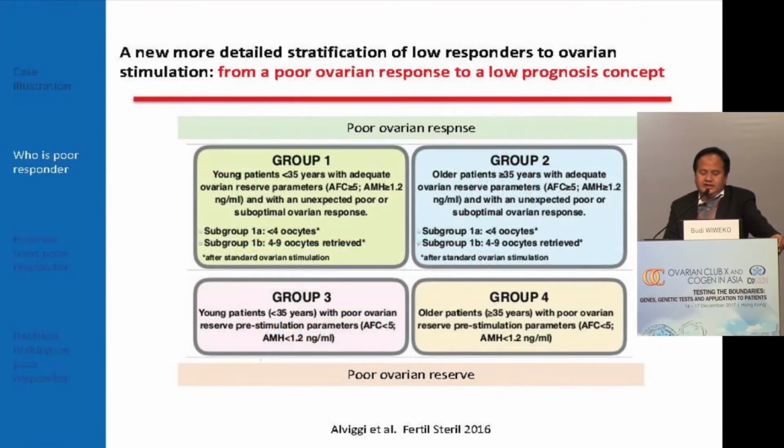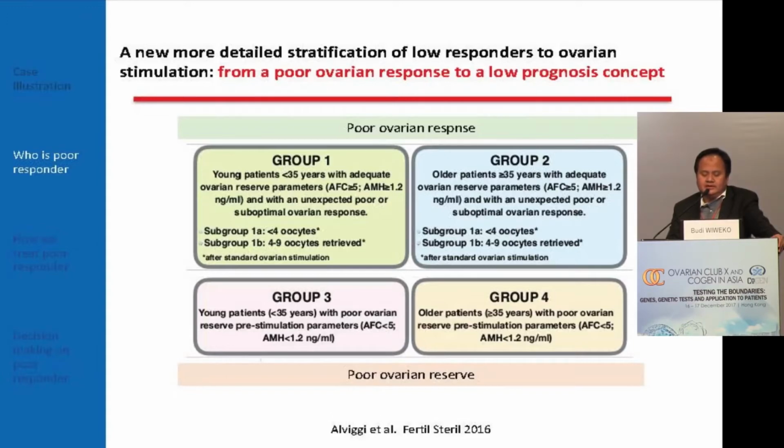So ESHRE, I think in 2016, has already classified poor responders as the Poseidon group. Group 1 and group 2 are the poor ovarian response groups with adequate ovarian reserve, with AFC more than 5 and AMH more than 1.2. But the third and fourth groups have really poor ovarian reserve. So the prognosis of group 1 and group 2 is better than group 3 and group 4.